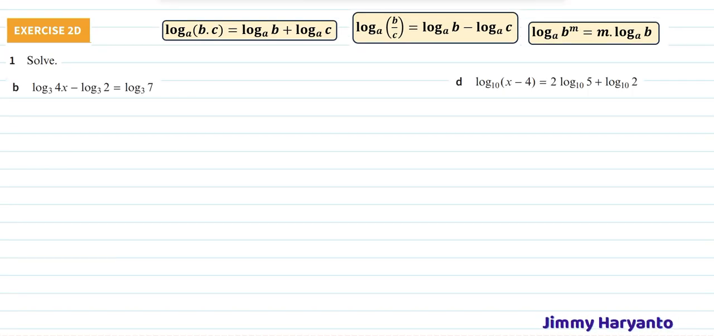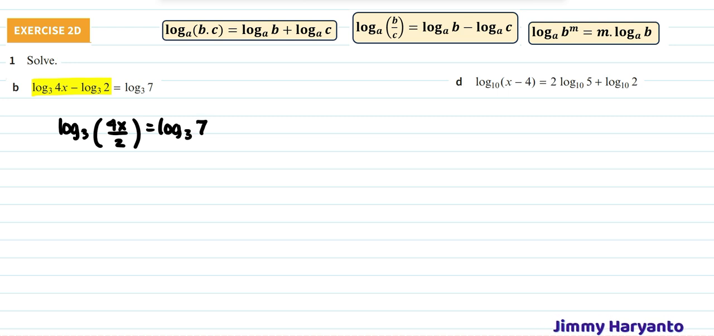And then next is exercise 2D, question 1b. For this one, I think we can combine the first two. You'll have logarithm 3, and then open brackets for x over 2 equals to logarithm 3 and then 7. Because the logarithm 3 is already the same, you can eliminate it. This one is 2x and that one is 7, so x equals to 7 over 2.